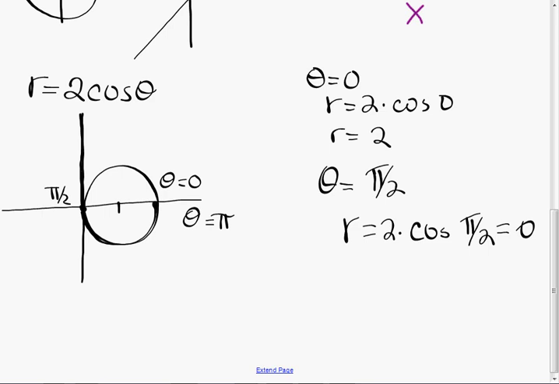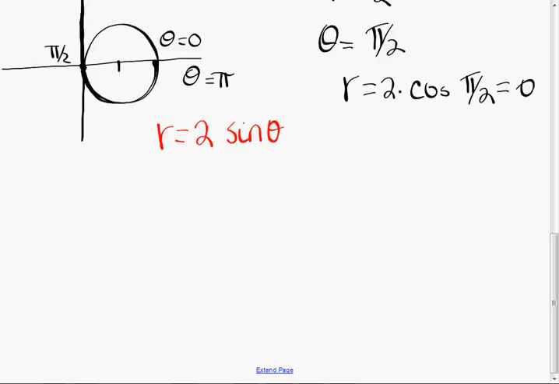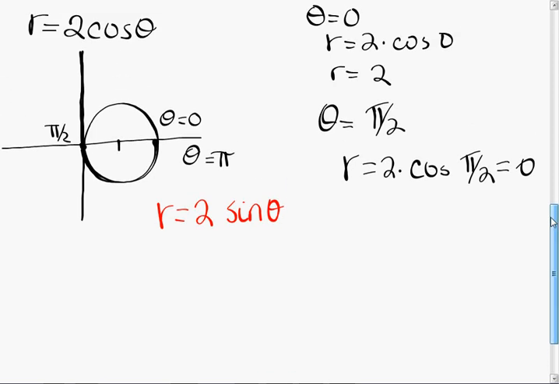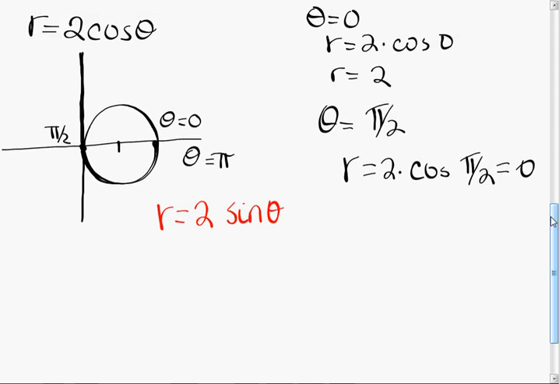So what if I have r equals 2 sine of theta? Well, when theta is 0, the radius is 0, so you're going to start at the origin this time. When you rotate 90 degrees, the sine of theta is going to be 1, so you're going to be up here at 2, something like that. So let's go do this.